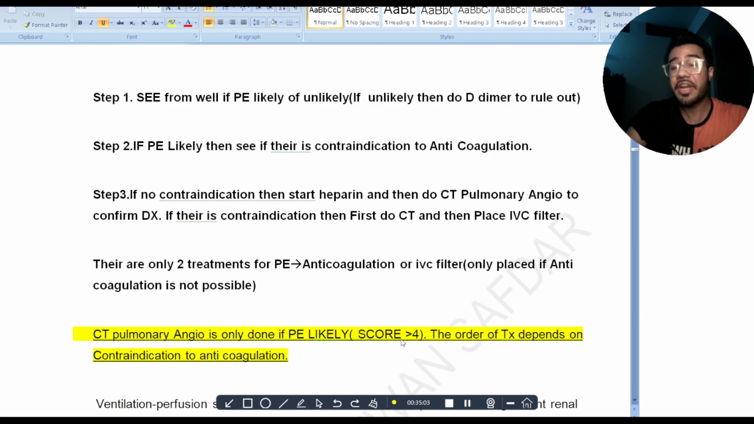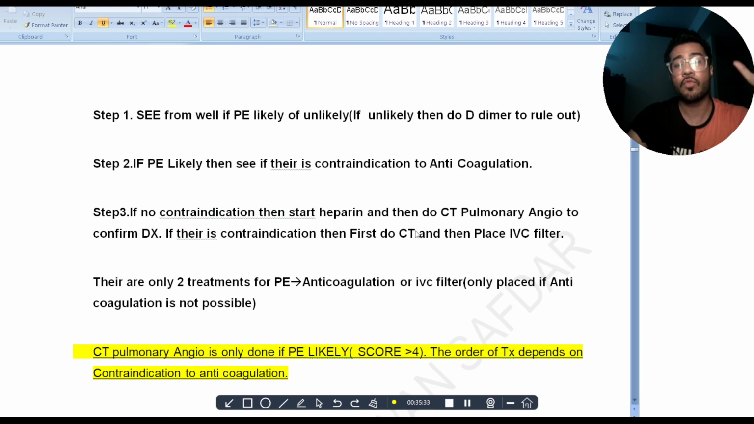The order of treatment depends upon contraindication to anticoagulation. What do I mean by the order of treatment? It means whether you do it first or after. If there is no contraindication and the patient can receive heparin, you give heparin first and then do the main definitive diagnosis test, that is CT pulmonary angio. If there is a contraindication, you do the test first and then you resort to the final treatment, that is the IVC filter, since anticoagulation is not possible.